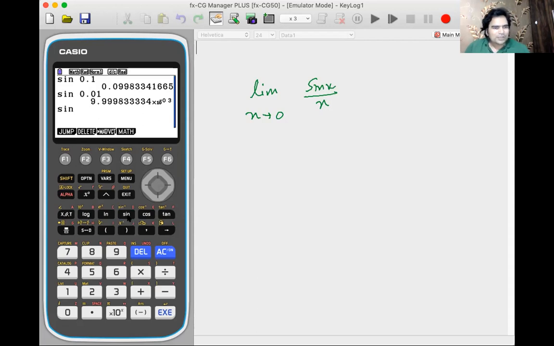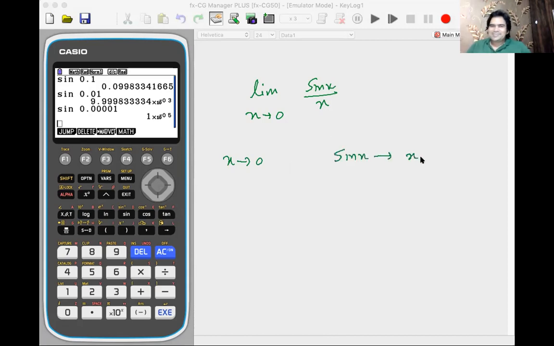Now if I take sine 0.0001, with four zeros and then one, what you'll notice is that the answer is the exact value, 10 to the power negative 5. If I go on further, whatever value you take, as x tends to 0, what is really interesting is that sine x actually becomes the same as x. Sine x approaches the x values.